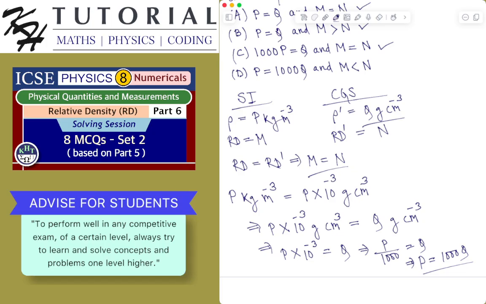And choice D is P equals 1000 Q and M less than N. So this is also incorrect. M is not less than N. M is equal to N. So all the choices need to be selected. All the choices are incorrect.